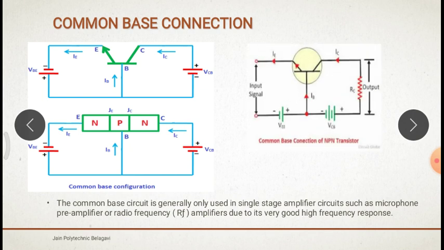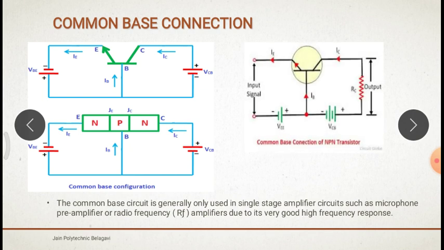So, common base connection. We know that the transistor has three terminals: emitter, base and collector. In this, one junction will act as an input and the other junction will act as an output. In the common base configuration, the name itself indicates that the base is common, with the emitter base junction on the input side and the collector base junction on the output side. I have shown the configuration diagram here. We are using an NPN transistor. IE is the input current, and IC is the output side current.